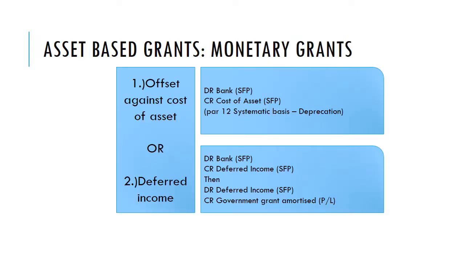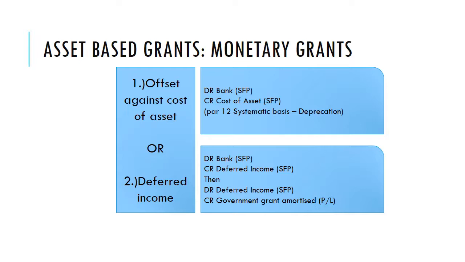If you have identified in a case study that it is an asset-based monetary grant, there are two ways to present this grant. The first option is you offset it against the cost of the asset, or you create a deferred income. In a scenario, we will tell you which one was used, or you must be able to discuss both options. So option 1, offset against the cost of the asset.